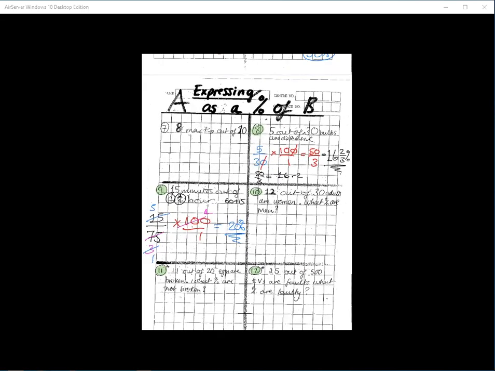They've got questions that say 8 marks out of 10. So 8 out of 10. For that one, we can do the equivalent method. So that'll give you 80 over 100. So the answer for that one is 80%. So if you score 8 marks out of 10 in a test, you have scored 80%.